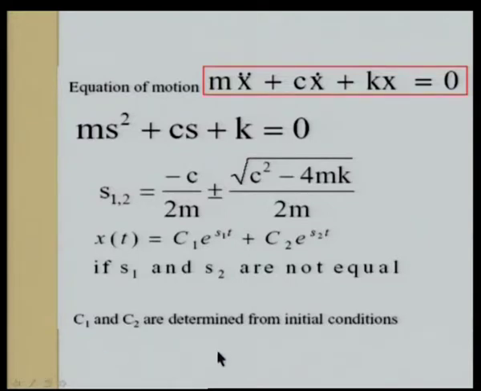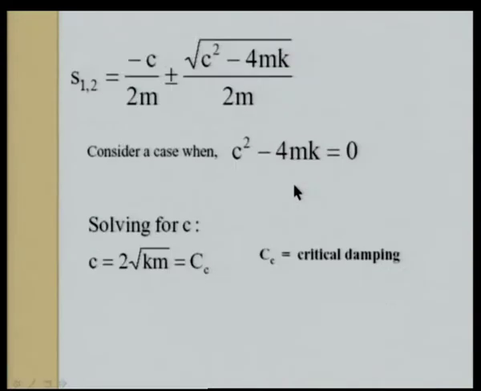C1 and C2 are basic constants which are determined from the initial conditions, whether it is at rest, x at t equal to 0 and x dot at t equal to 0, that is velocity. Now, let us spend some time on this equation which determines the root. Let us consider the critical situation when c square is equal to 4 m k, which will give me, on solving, the value for C. This is the maximum damping that a system can have, and that depends upon the characteristics of the system, namely its stiffness and mass, and this is called the critical damping.